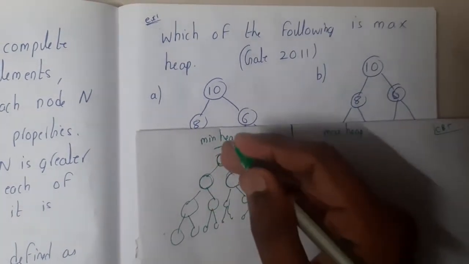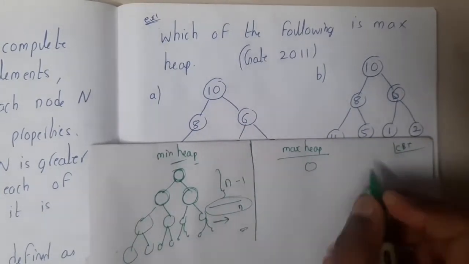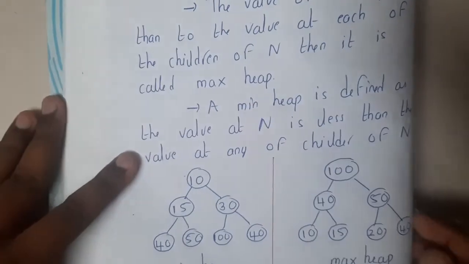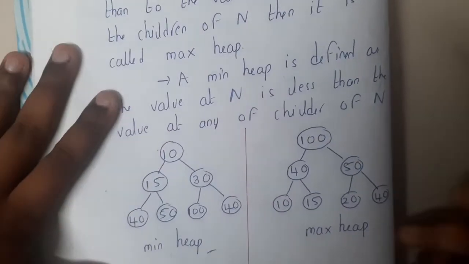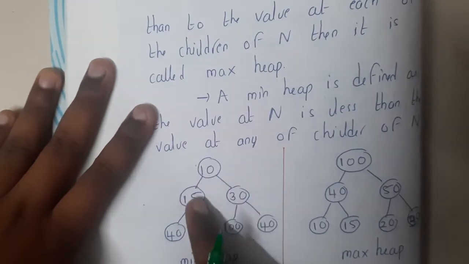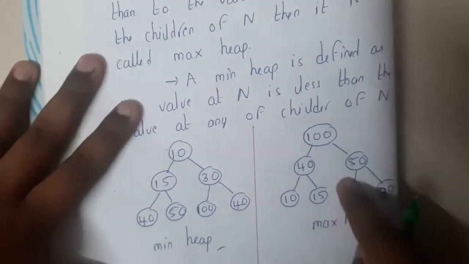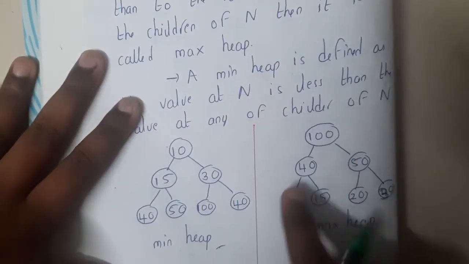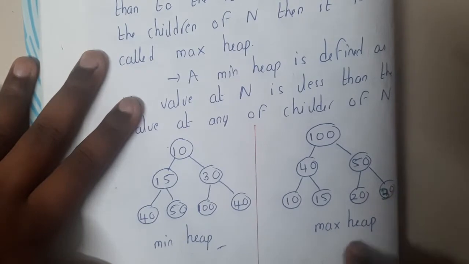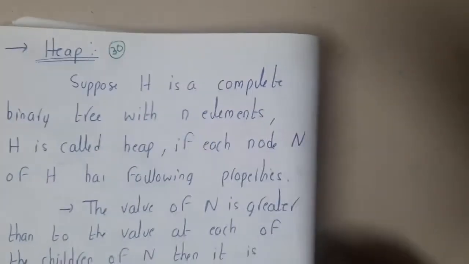So if we have minimum values as the parents, it is a min heap, whereas in a max heap, the maximum numbers are the parents. If you want an example, it will look this way. Let me write 10, 15, 30. 10 is less than these two, 15 is less than these two, 30 is less than these two. Similarly, max heap: 100 is greater than these two, 40 is greater than these two, 50 is greater than these two. Min heap, max heap. Simple, right? Let us continue.